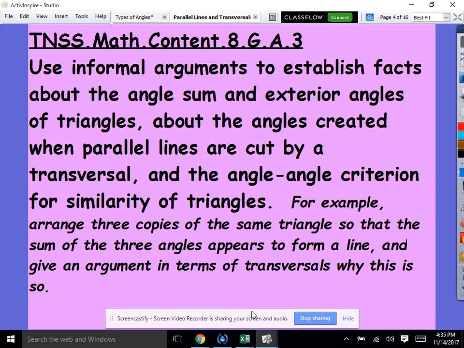Our Tennessee State Standard today is to use informal arguments to establish facts about the angle sum and exterior angles of triangles, about the angles created when parallel lines are cut by a transversal, and the angle-angle criterion for similarity of triangles. For example, arrange 3 copies of the same triangle so that the sum of the 3 angles appears to form a line, and give an argument in terms of transversals why this is so.